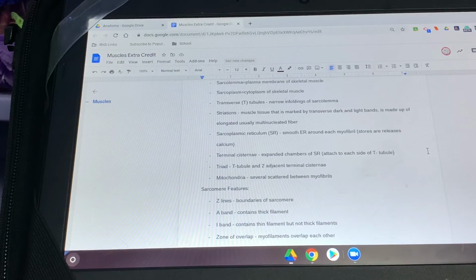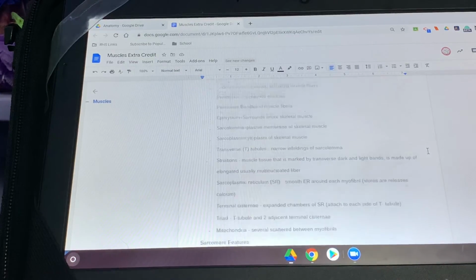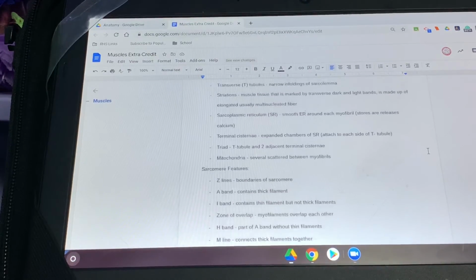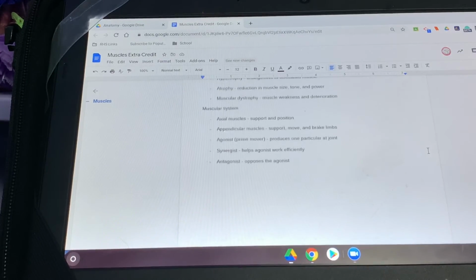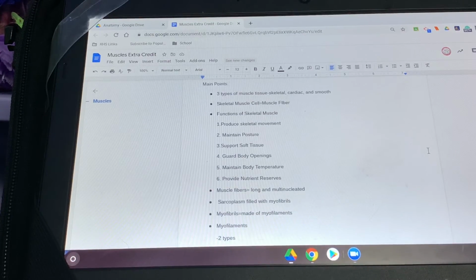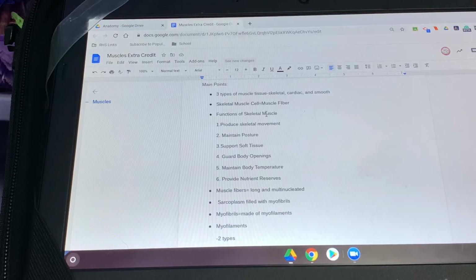And then in our study guide, we have some key terms, which is basically definitions, and they go along with the pictures as well. Some functions of skeletal muscle: 1, it produces skeletal movement. 2, maintains posture. 3, supports soft tissue. 4, guards body openings. 5, maintains body temperature. And 6, provides nutrient reserves.